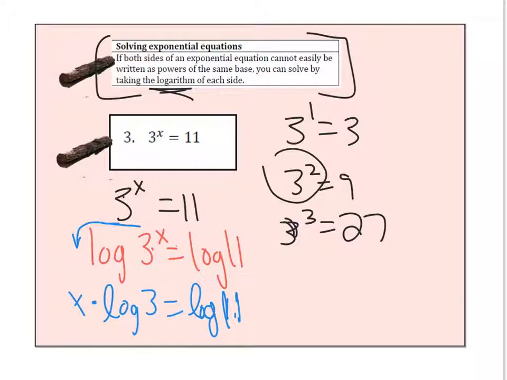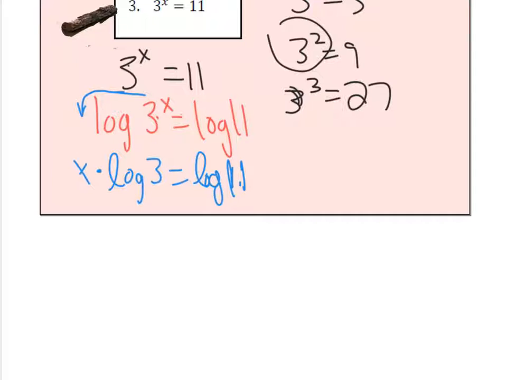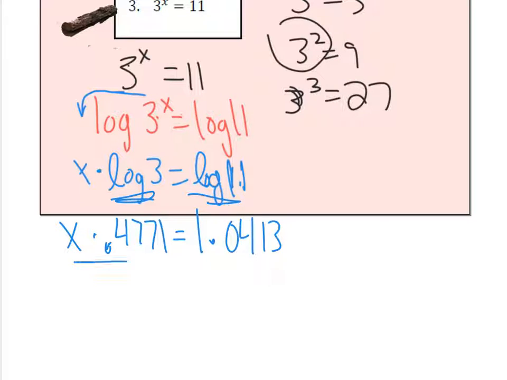So now what I do with that is this. Log of 3 is an actual number. Log of 11 is an actual number. So log of 3 is going to be 0.4771, and the log of 11 is going to be 1.0413. So now, just like every other algebra problem, solve it. So divide.